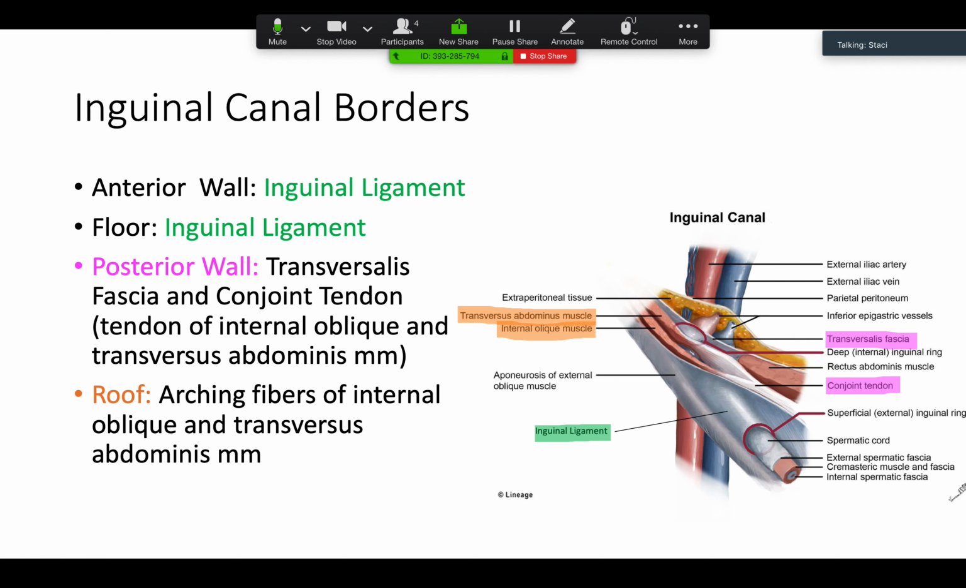That conjoint tendon, and you can see it in this picture, is made up of transverse abdominis and the internal oblique. So they come together and sort of form that tendon. And then the roof is going to be the arching fibers of the internal oblique and transverse abdominis muscle. So it's a really tight little area, and some of it sort of overlaps, but these are the borders. So I would always remember if they give you borders for anything, I would know what the borders are and what the contents are. And we're going to talk about these contents.